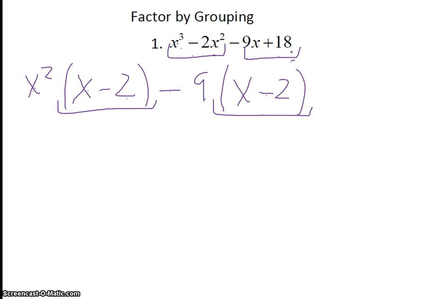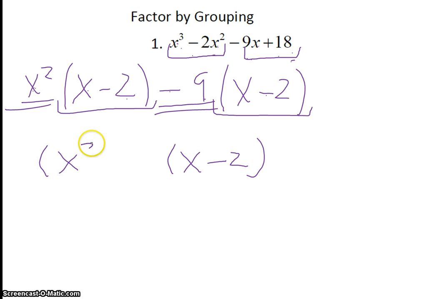So for factor by grouping, I'm going to rearrange my groups. X minus 2 is one group, so it's x minus 2. My other group is x squared minus 9. And it doesn't matter if x squared minus 9 comes first or x minus 2 comes first. In reality, it's the same thing, it's just rewritten in different ways.